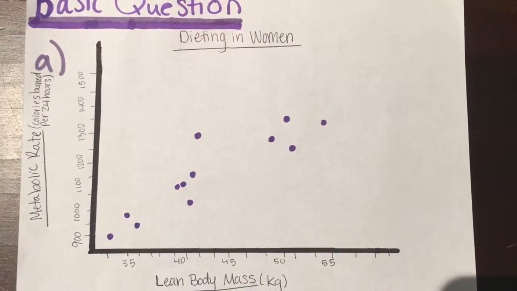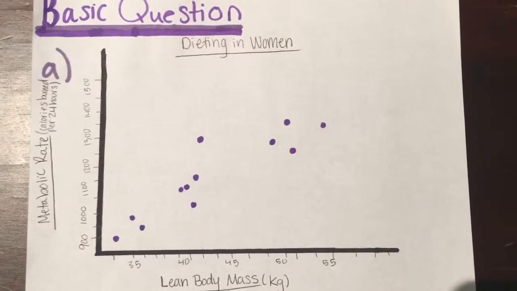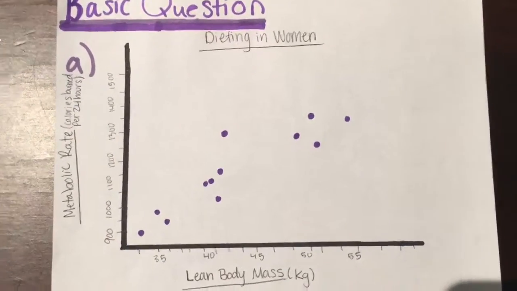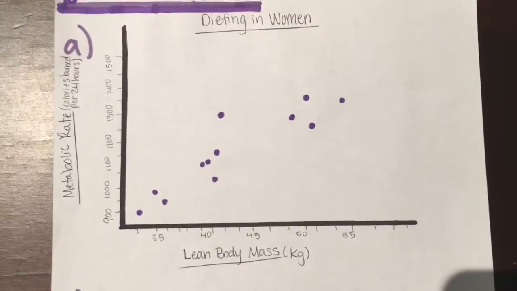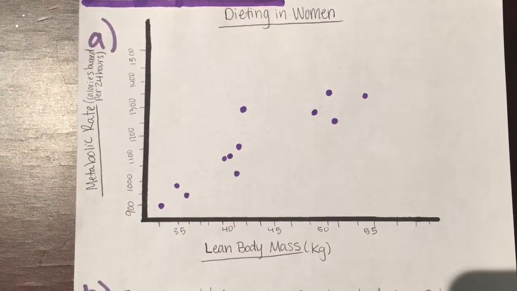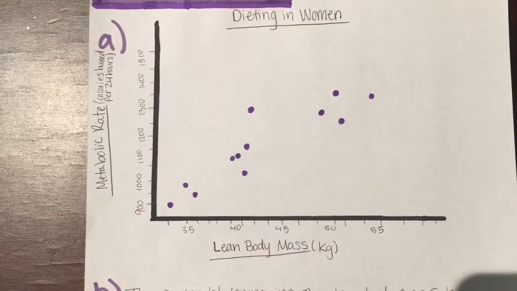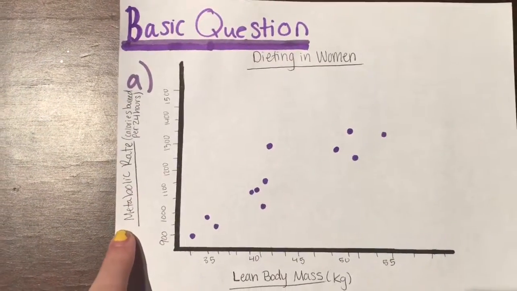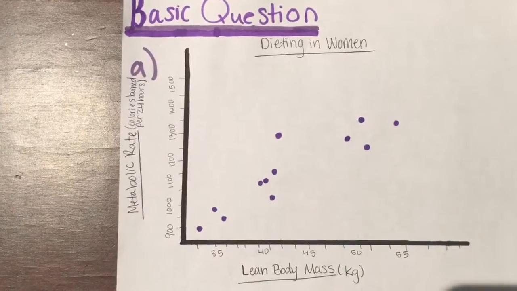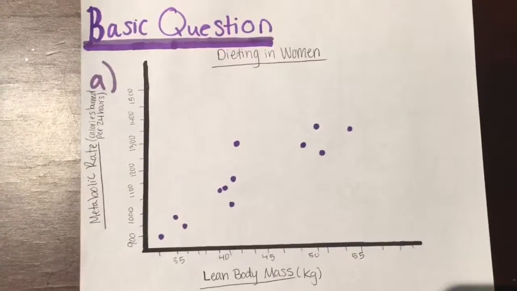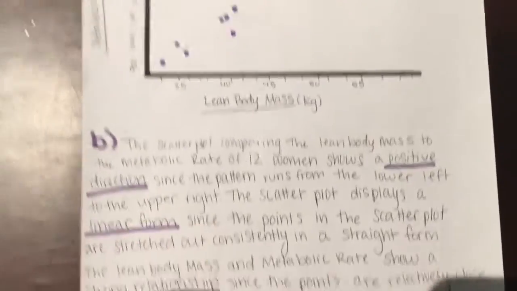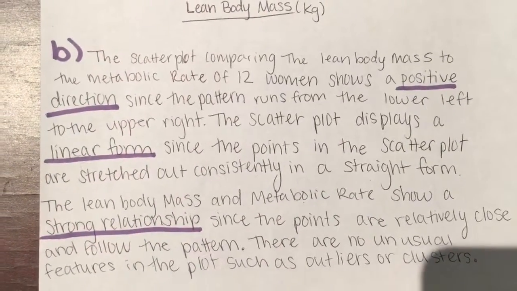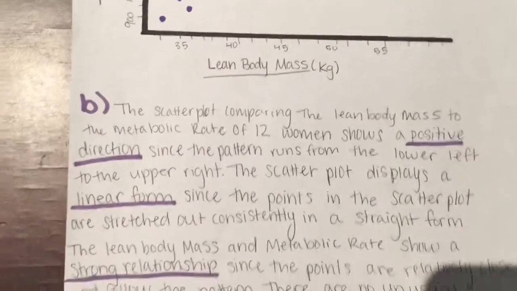The lean body mass is given in kilograms, and that is on the x-axis because it is the explanatory variable, as stated in the problem: the researchers believe that lean body mass is an important influence on metabolic rate. The y-axis is the metabolic rate, which is the response variable. And part B asks us to describe the direction, form, and strength of the relationship.